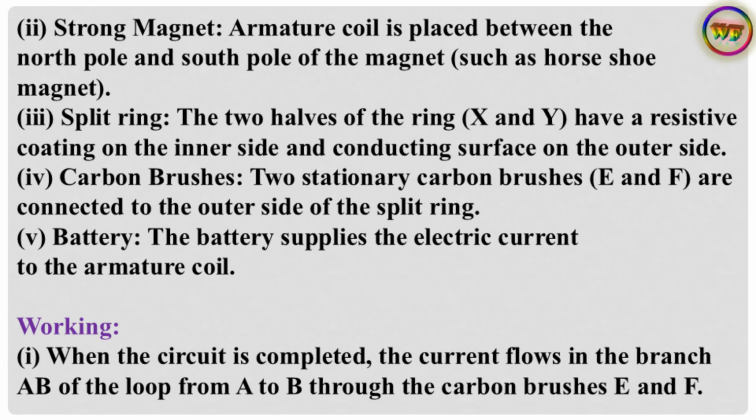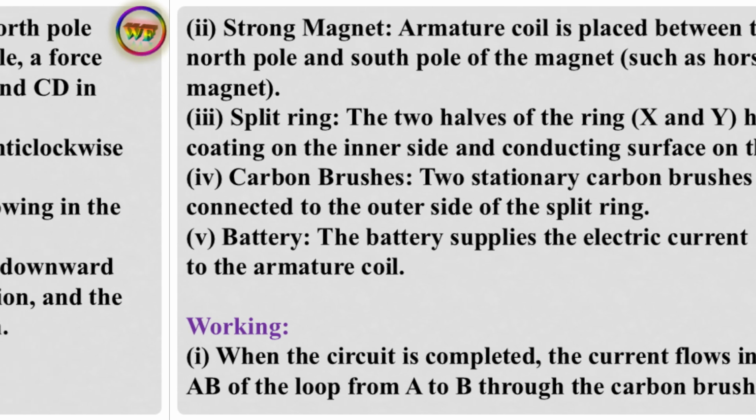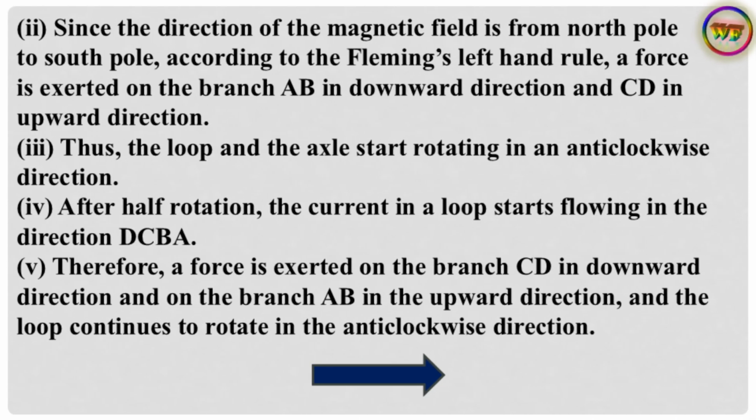Working. Point 1. When the circuit is completed, the current flows in the branch above the loop from A to B through the carbon brushes E and F. Point 2. Since the direction of the magnetic field is from north pole to south pole, according to Fleming's left-hand rule, a force is exerted on the branch AB in downward direction and CD in upward direction.